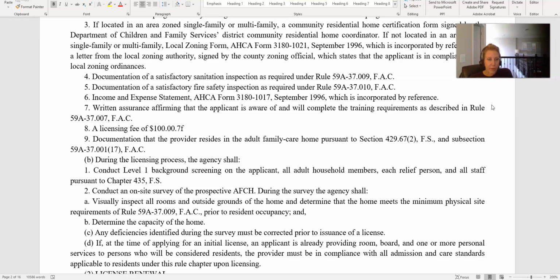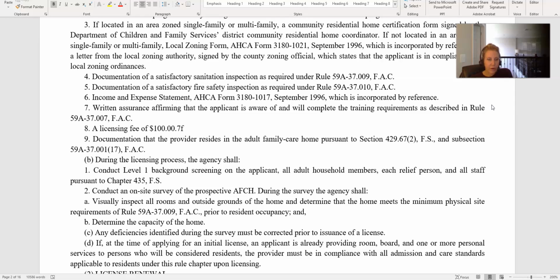Number 6, income and expense statement, which will be on the ACA Form 3180-1017. That is usually prepared by your accountant. If you need help with that, reach out to us and we can refer you to someone. It is something that you can do yourself, but definitely with the income and expense statement, you want to make sure it passes through the first time.